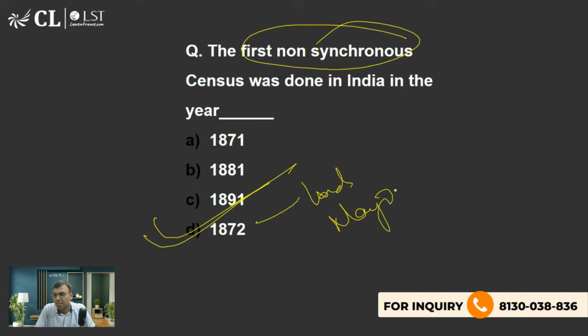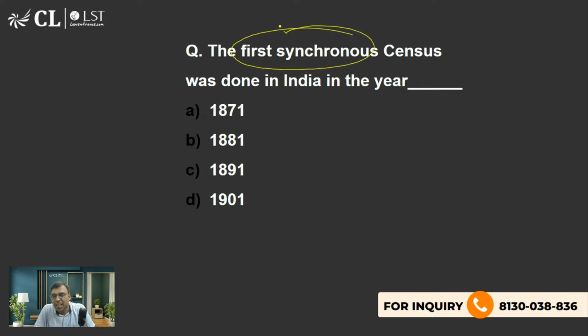ठीक है. And the first synchronous census was done in the year... And who was the Governor General at that time? These are important facts. Yes, 1881. And who was the Governor General? British Governor General? Lord Nixon. अरे Loden. नहीं, गवर्नर जनरल का नाम बताना है. लॉर्ड रिपन. ठीक है, लॉर्ड रिपन वाज गवर्नर जनरल एट दैट टाइम.